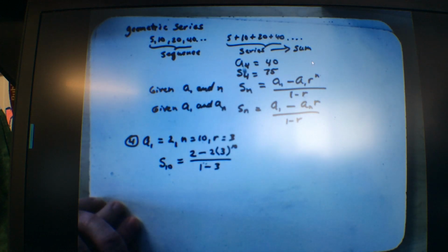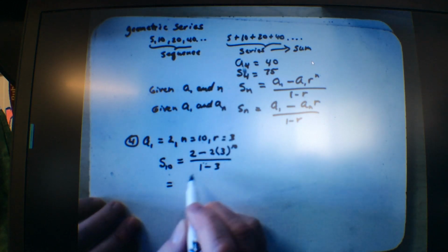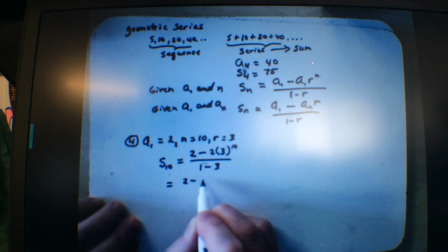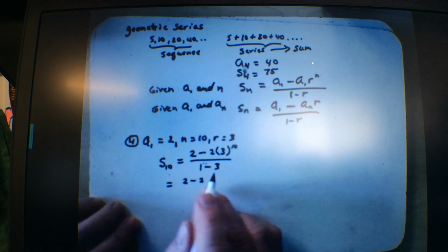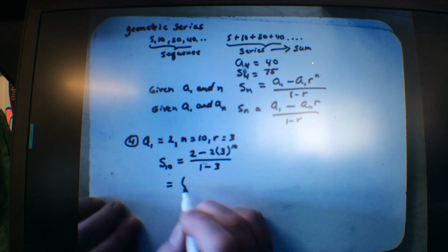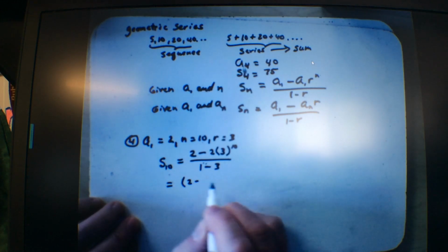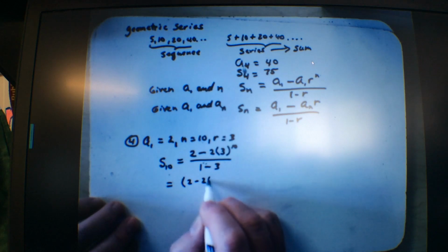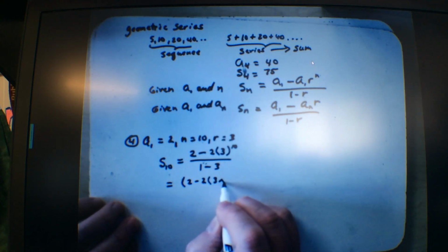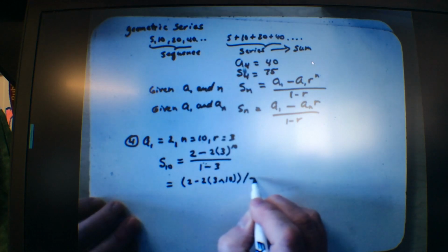You okay? Okay, so now I do 2 minus 2 times 3 to the 10th power. You can plug that in. Let's talk about how to plug that into your calculator. We go parentheses, 2 minus 2 parentheses, 3 caret 10 parentheses, and then I got to do another parentheses divided by a negative 2.